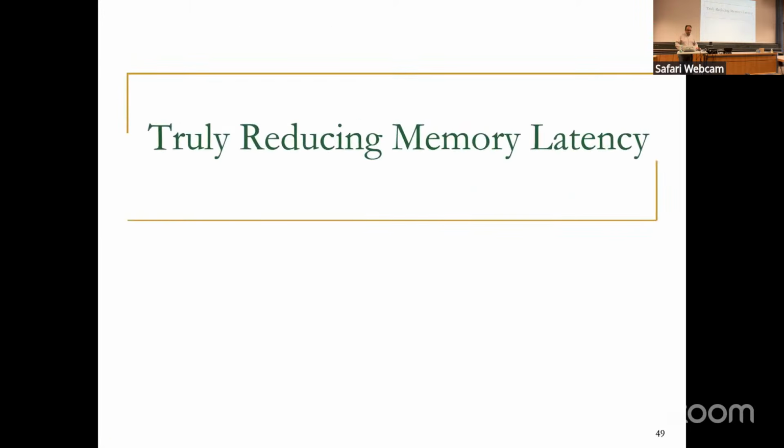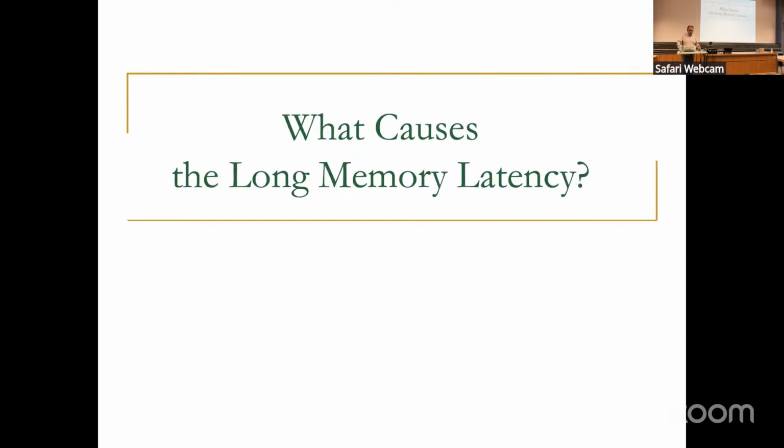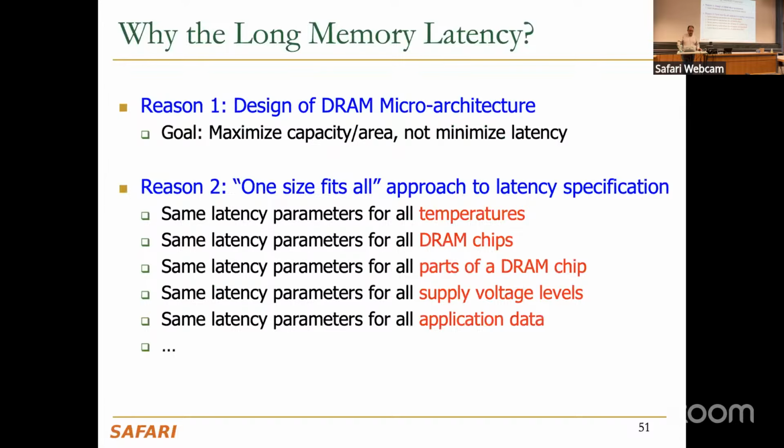Okay, so to truly reduce memory latency, we need to see more clearly what causes the long memory latency. There are two reasons, which we already categorized. The first one is that the main focus was cost per bit. The second reason is the one size fits all approach, where you determine all these latencies for the worst case. So we consider the same latency parameters for all temperatures, even though we know that at higher temperatures you have higher latencies, and at lower temperatures you can actually operate faster.